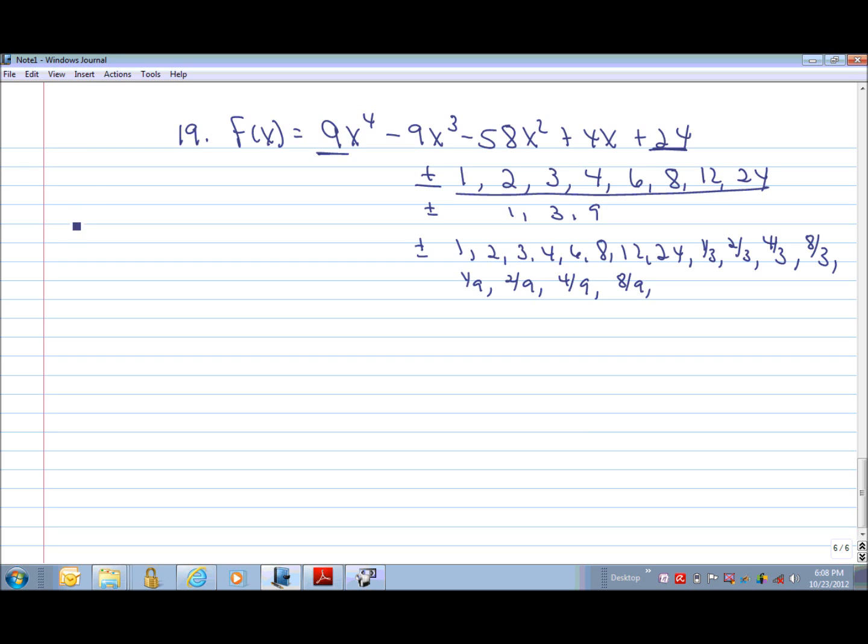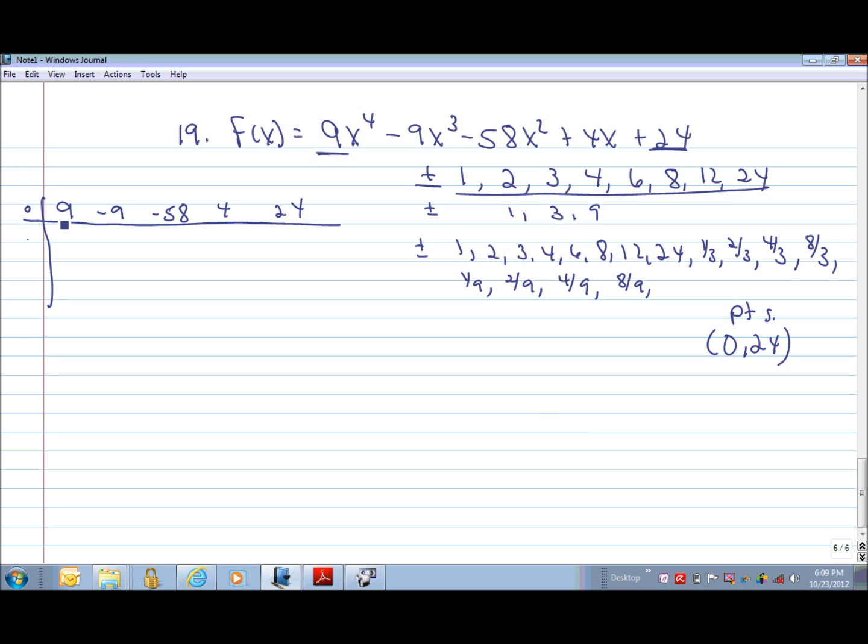All right, so let's go 9. So we'll have 9, negative 9, negative 58, 4, and 24. And we have all the degrees, 4, 3, 2, 1, and of course 0. So we know that that ordered pair is 0, 24. So our points we're finding are 0, 24. Sometimes it's helpful to sketch, and we'll talk a little bit more about that tomorrow.